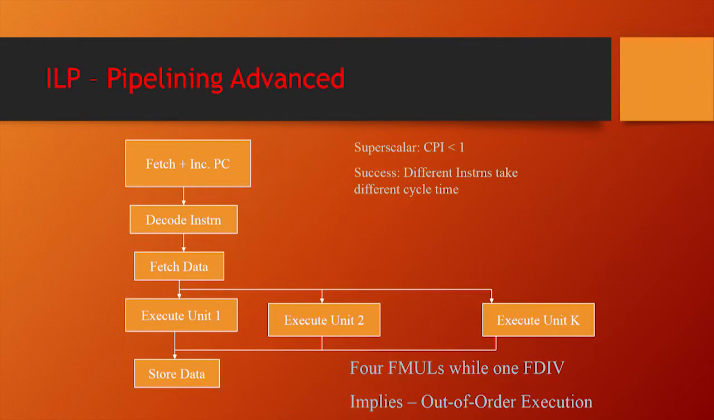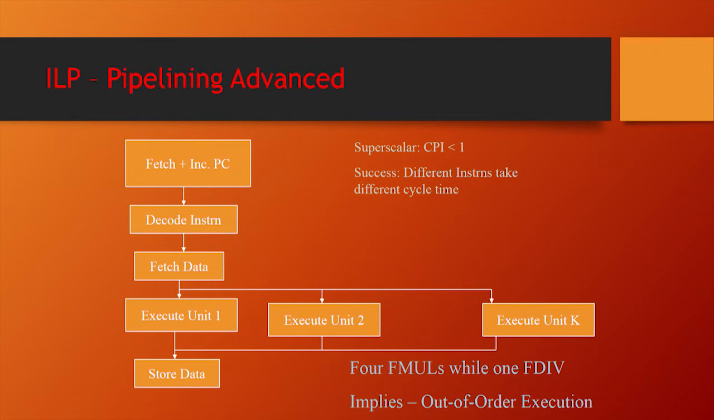As I have multiple units, I have n execution units. They are not necessarily symmetric, but for a simple understanding of out of order execution, let us assume that all these units are symmetric, and every unit is capable of doing every operation. Now, suppose I have say 4 FMLs, floating point multiplications, and 1 floating point division.